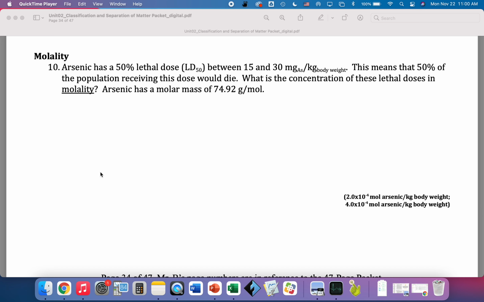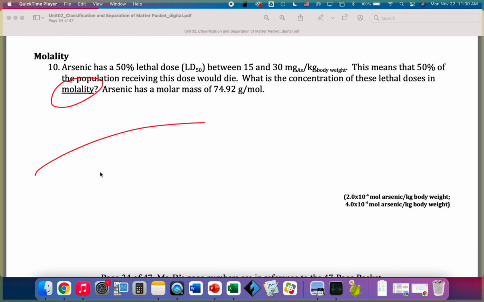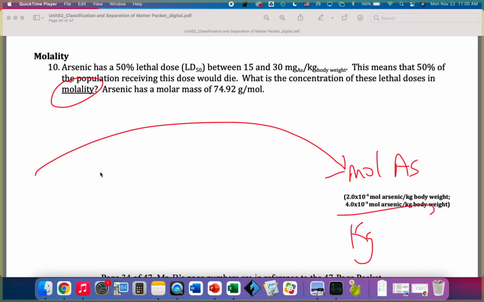So same problem here. Lethal dose is somewhere between 15 and 30 milligrams per kilogram of body weight. What is the concentration of these lethal doses in molality? And it says arsenic has a molar mass of 74.92 grams per mole. So we're looking at molality here. Just be careful, that's not molarity, but molality. So the units for that would be moles, in this case arsenic, per kilogram of solvent, and in this case the solvent would be the body. The body's dissolving the chemical.